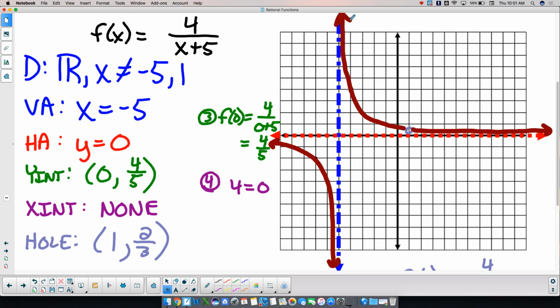And end behavior, as x goes to infinity, my function approaches 0 from above. As x approaches -infinity, my function approaches 0 from below. Asymptotal behavior, as x approaches -5 from the left, my function goes to -infinity. As x approaches -5 from the right, my function goes to positive infinity. But that was extra, so we didn't have to do that.